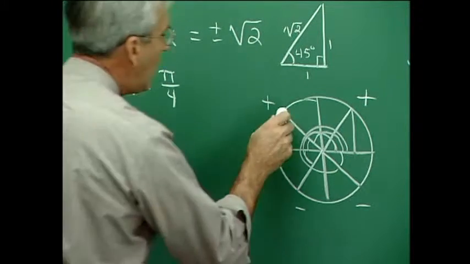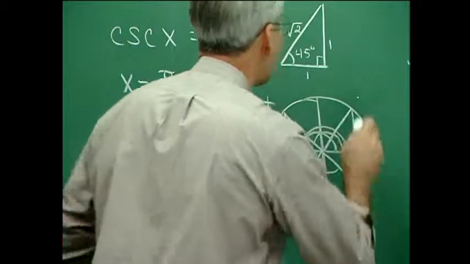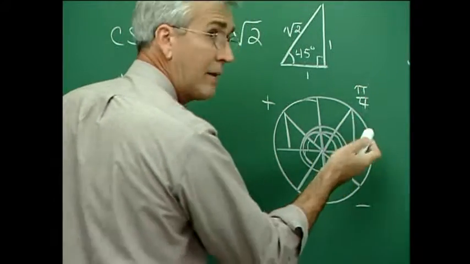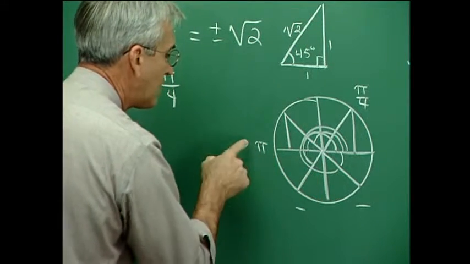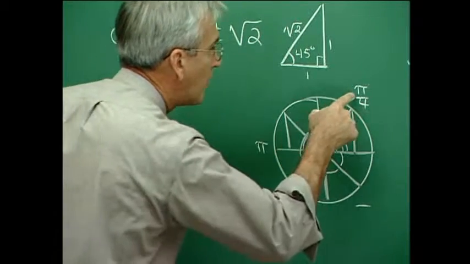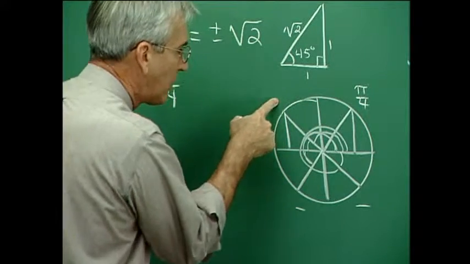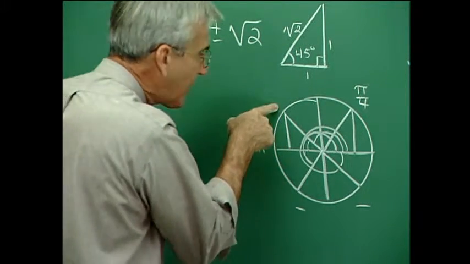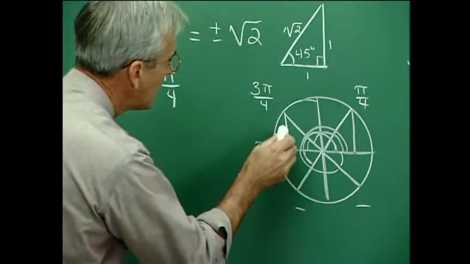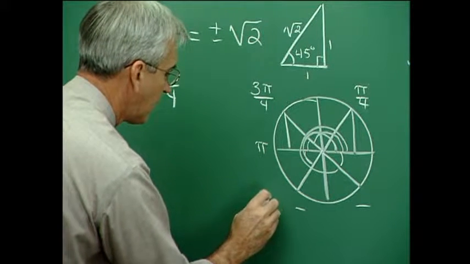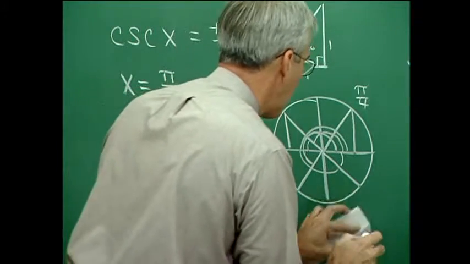Okay. Now, notice that, let me erase here. If this is pi over 4 to that point, and this is pi, which means 4 pi over 4. So this is 1 pi over 4. This would be 2 pi over 4, 3 pi over 4, 4 pi over 4. All right, so this would be 3 pi over 4. And this would be 4 pi over 4, this would be 5 pi over 4. And this would be 6, 7 pi over 4.